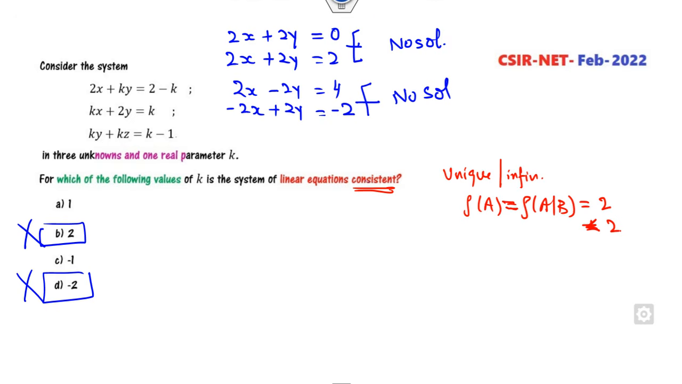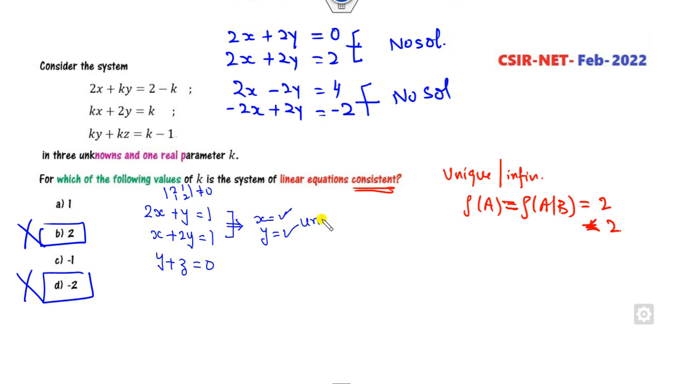Look at the first option. When k is equal to 1, it's 2x plus y is equal to 1, x plus 2y is equal to 1, y plus z is equal to 0. Now from these two you will get the value of x. There is no need to find the value of x because they are not asking for it. You will get the value of y, because you can see that the determinant of this is non-zero. So you will get the unique values of x and y. Once you know the unique value of y, you can substitute here and get the unique value of z. So it has a solution, it's consistent. So this is the right answer.